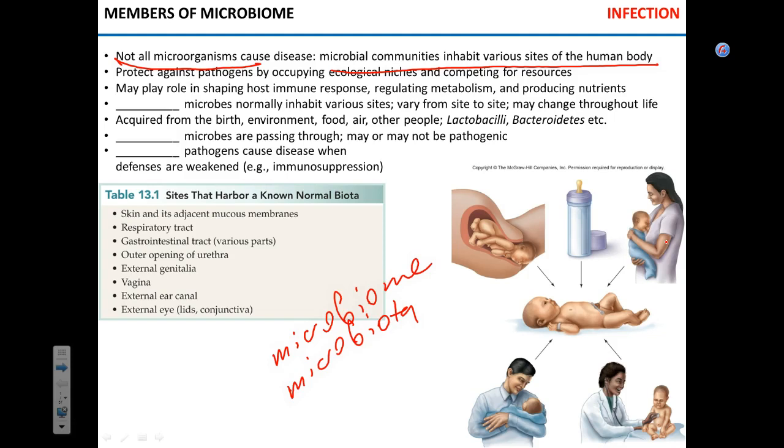Skin. Mouth. Intestines. Nose. Which part? Upper respiratory. Ear? I'm asking, ear? Yeah. Well, external. Reproductive organs. Mucous membranes of reproductive organs.